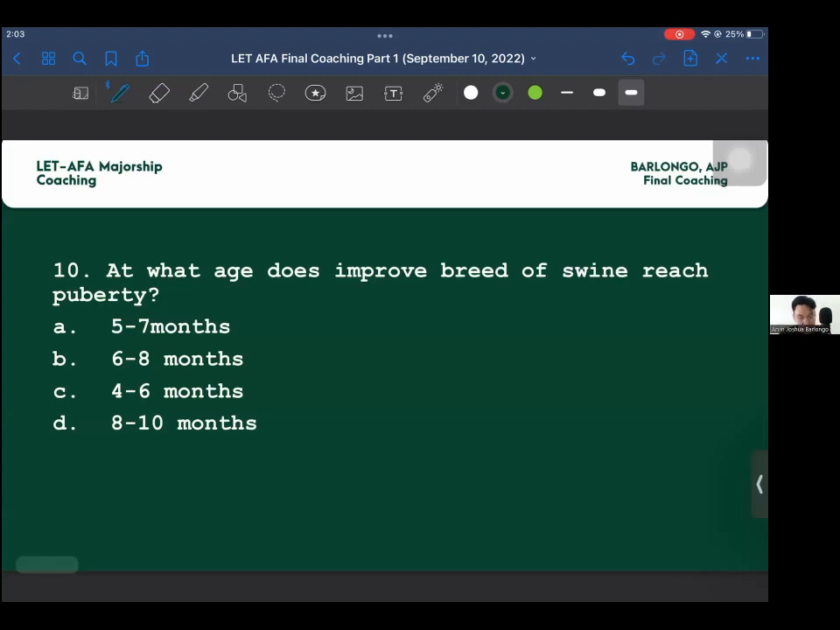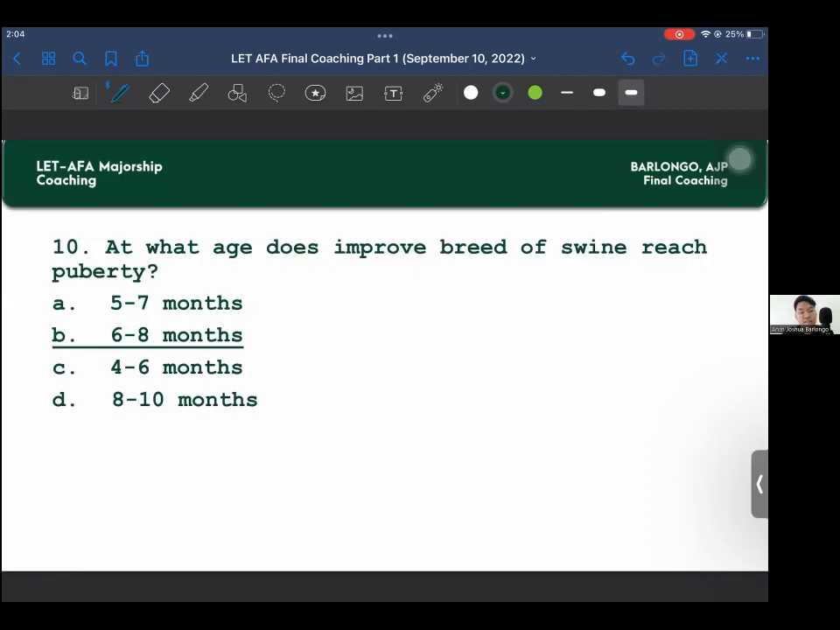Okay? So, number 10. In what age does improved breed of swine reach puberty? In what age? So, A, 5 to 7 months, B, 6 to 8 months, C, 4 to 6 months, or letter D, 8 to 10 months. The answer is letter B, which is 6 to 8 months. So again, nandun dapat ito sa inyong reviewer or sa inyong isang sheet ng pad paper na nandun yung mga values, mga numerical values para mas madali yung review.